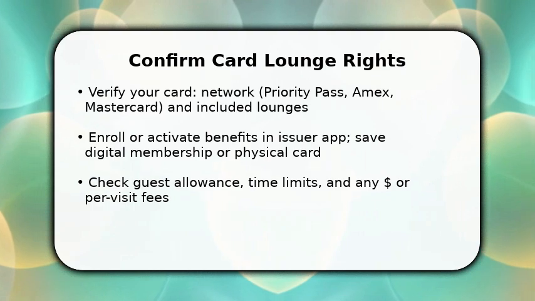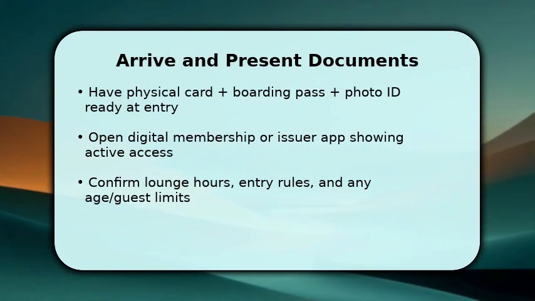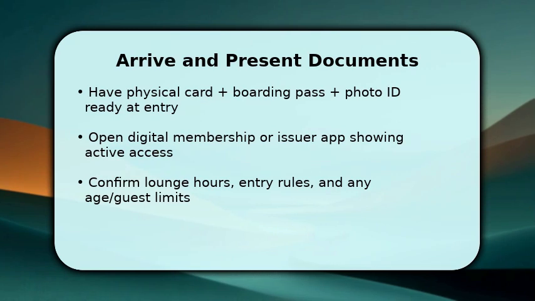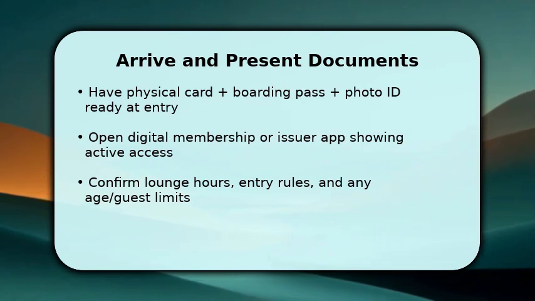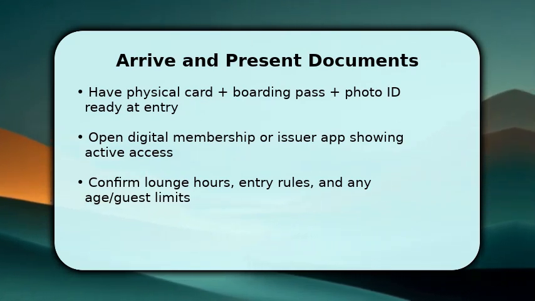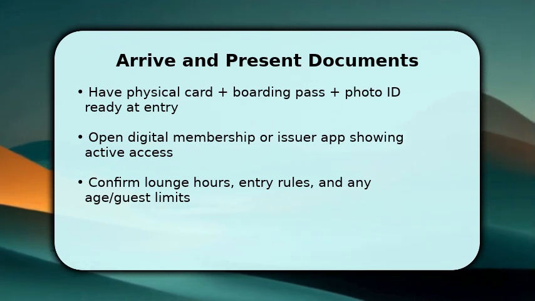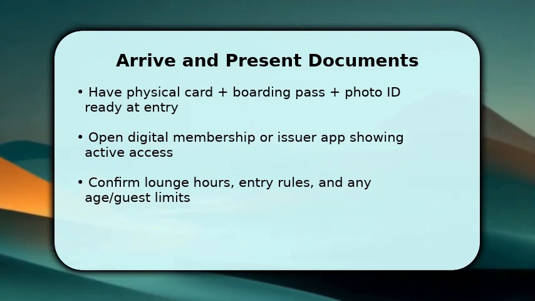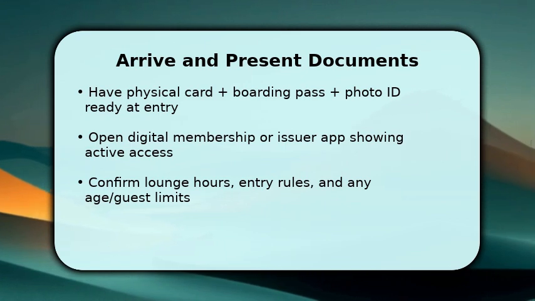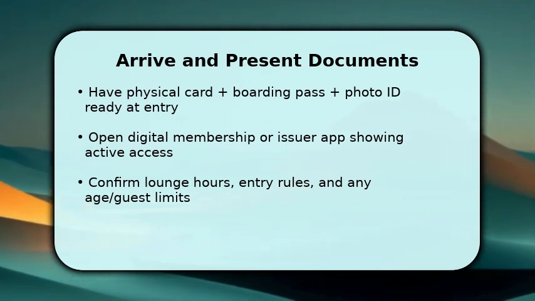At the airport, go straight to the lounge entrance with your physical card, boarding pass, and photo ID in hand. Open the digital membership or issuer app to the active access screen so the agent can verify quickly. If your card uses Priority Pass or a similar network, display that screen. If it's issuer branded, show the card and app confirmation.